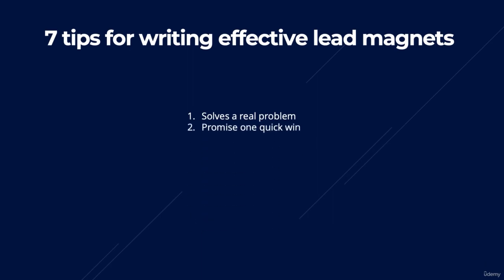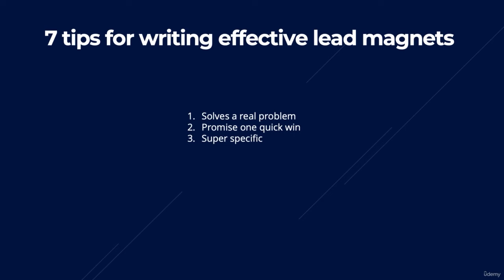Number 2, promise one quick win. So I do see a lot of people get this wrong. They have a lead magnet such as learn how to start a digital marketing agency from scratch and learn how to run Google ads and get on the first page of Google by using SEO. That is just too many things. You want to make sure you promise one quick win and you focus on that one thing as well. Number 3, make sure your lead magnet is super specific.